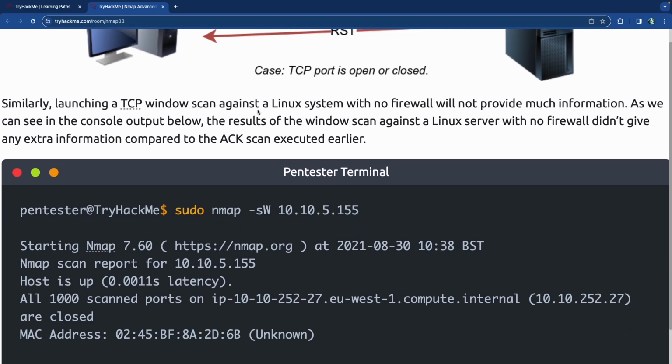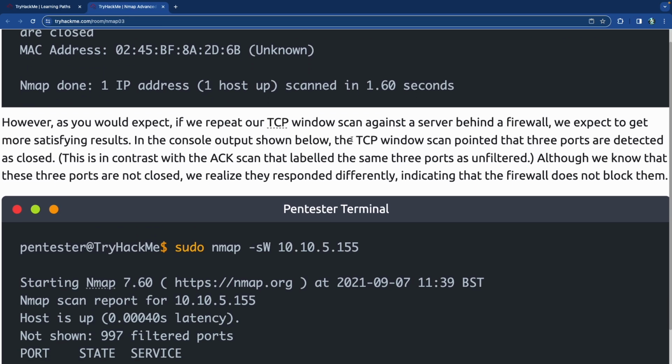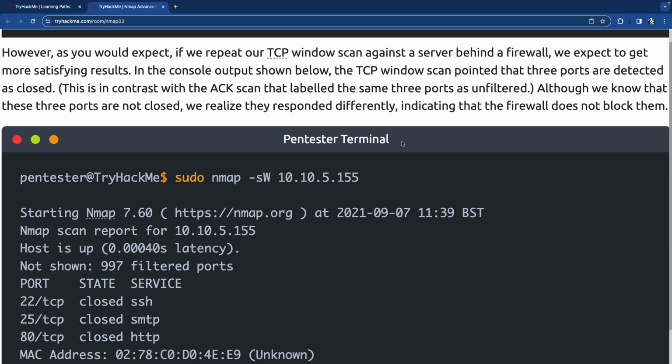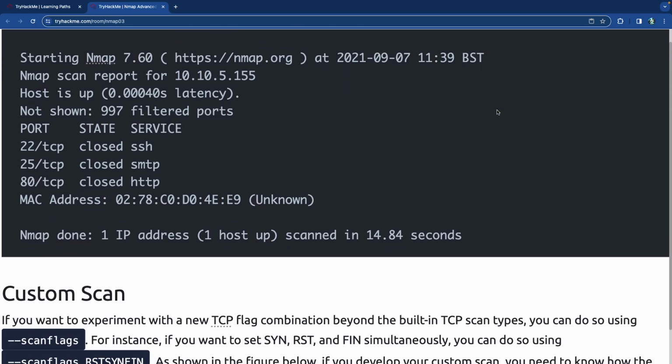So launching a TCP window scan against a Linux system with no firewall will not provide much information, as we can see right here. But if you do run it against a server behind the firewall, you should get some kind of response. In the console output shown below, the window scan pointed out that 3 ports are detected as closed. This is in contrast with the ACK scan that labeled the same 3 ports as unfiltered. So although we know that these 3 ports are not closed, we realize they responded differently because of the different types of scans, indicating that the firewall does not block them, right?